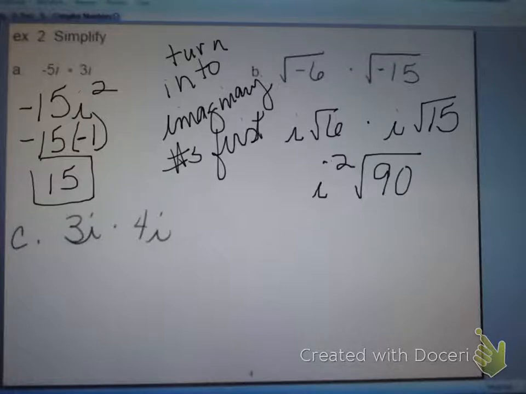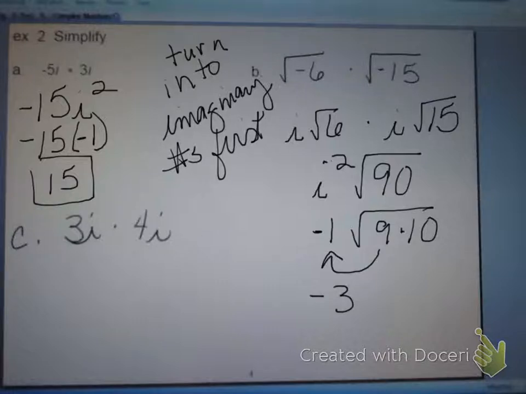Now I squared, once again, when we see I squared, we replace that with -1. And square root of 90, I'm going to break that down to 9 times 10. Square root of 9 is 3, and it comes out of the radical. And when it comes out, I multiply it times that -1 to give me -3 square root of 10.